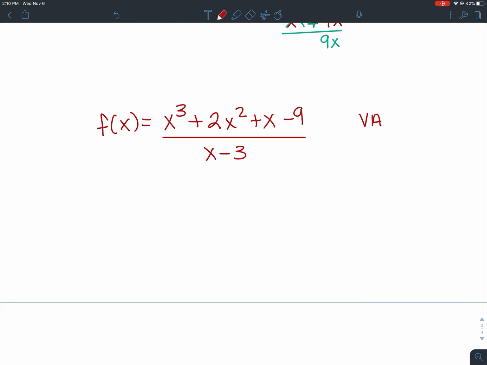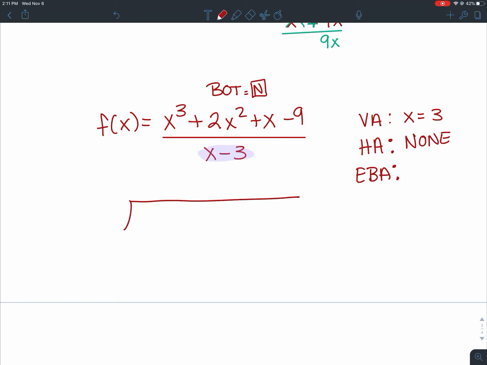If the only reason you're factoring is to see whether there's a hole, it's not, because it's not even a factor of the top. So my vertical asymptote is x equals 3. My horizontal: bigger on top, so that equals none. That means I have to do long division to find my end behavior asymptote.